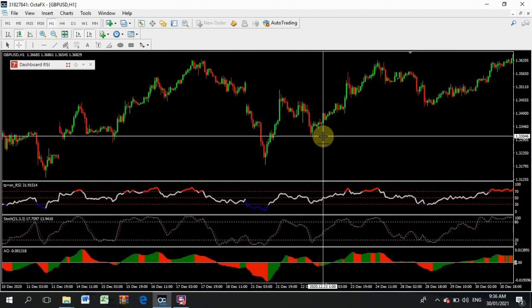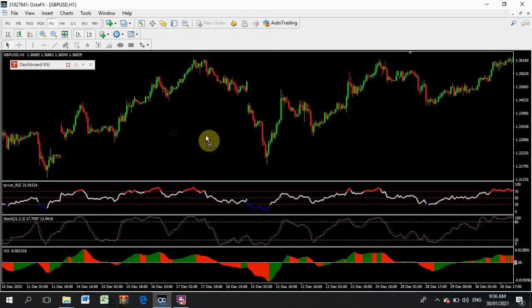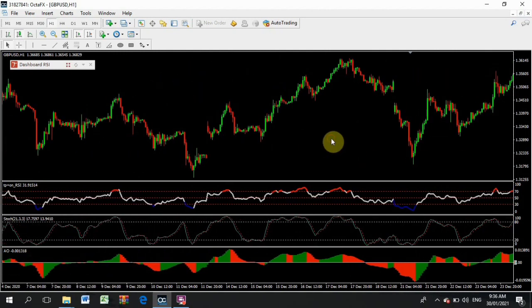You can see the market now moves very, very well. So you have to deal with your trade. If it happens, it happens. If it doesn't, it doesn't. So you have to deal with that. Don't move your stop loss around.